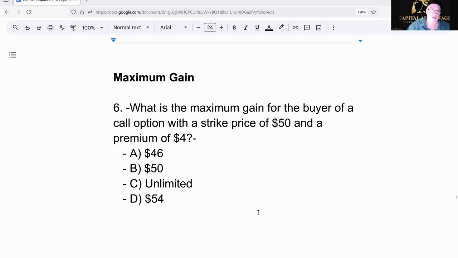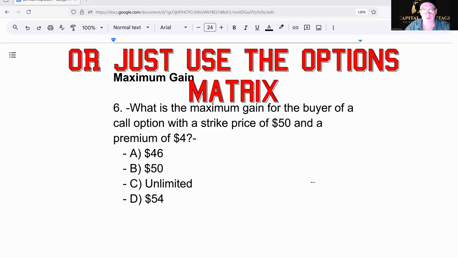I went to max gain, a little different. So here we go. This is a little different. So I kind of do a little math here. First, to find the break even, since it's a call, I go 50 plus 4. 54 is my break even. I'm bullish. Bullish. And my strike price is 50.